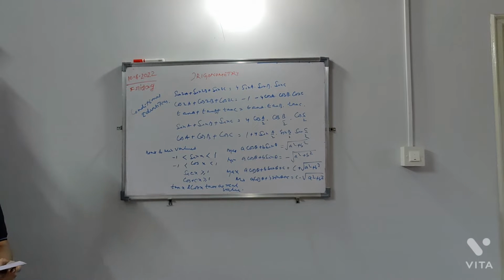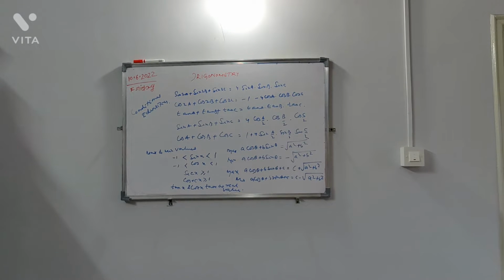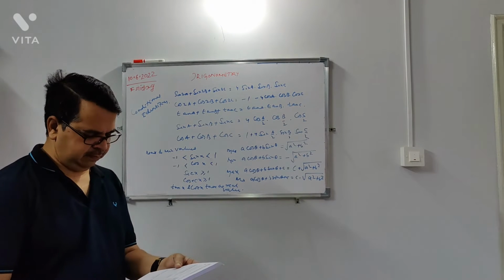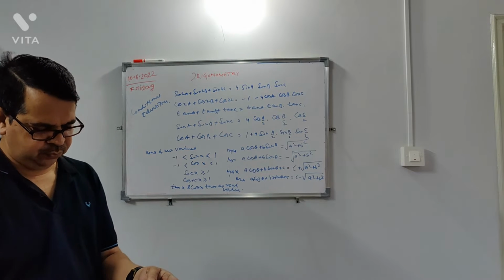So these are some of the things we have to remember. Then summation of some trigonometric series. Some trigonometric series, what are their summations? So sin alpha plus beta plus sin alpha plus 2 beta.